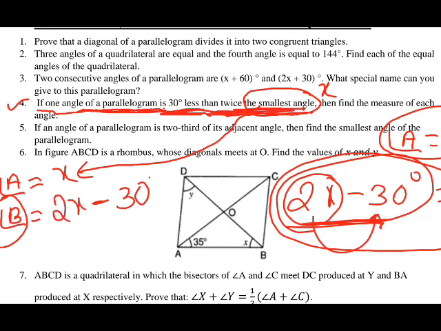Twice the smallest angle is x, so it is 2x. In this way, you have to frame the algebraic expressions. So angle B is 2x minus 30, angle A is x, then find the measure of each angle. How will you find the measure of each angle? As simple as that. A plus B equals 180 degrees.